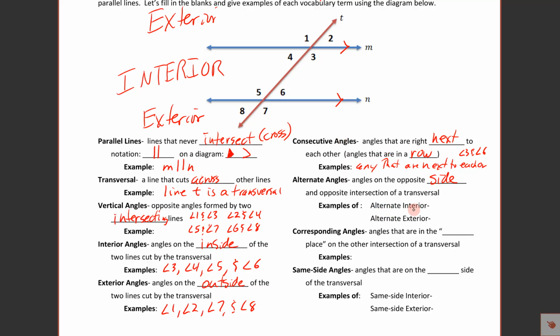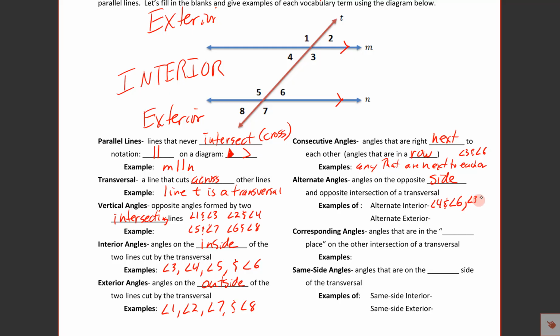So let's talk about alternate interior. Alternate interior angles. So interior angles would be ones that are on the inside of the two parallel lines. They have to be on opposite sides of the transversal and opposite intersection. So angles on the opposite side and opposite intersection of the transversal. So let's do angle 4, and the one that would be on an opposite side and opposite intersection would be this one right here. So angle 4 and angle 6, those are going to be alternate interior. And angle 3 and angle 5. So I'm going to put a comma right here.